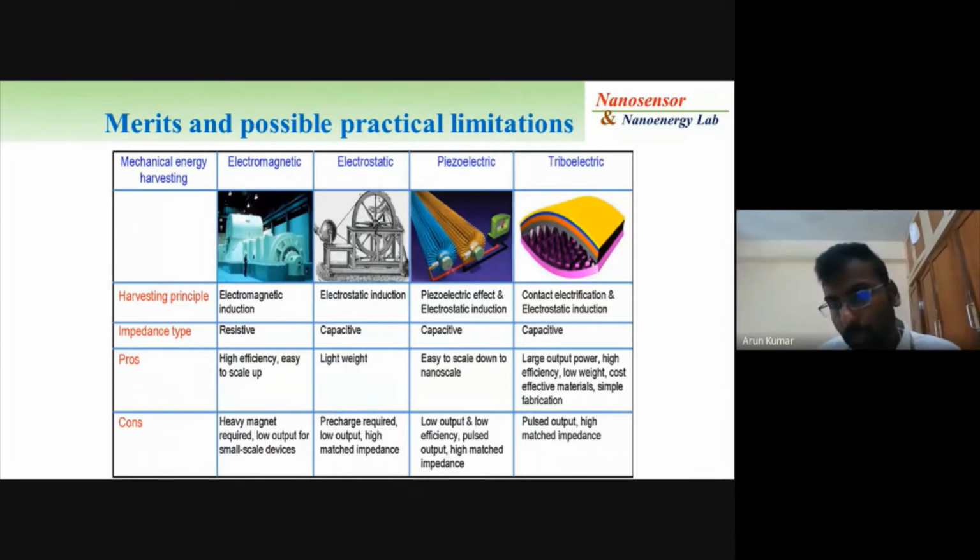And the most important problem with this device, as I told, is the high matched impedance. When you measure this device, you need a high impedance meter or gadget. That is what I'm going to explain in the upcoming slides.